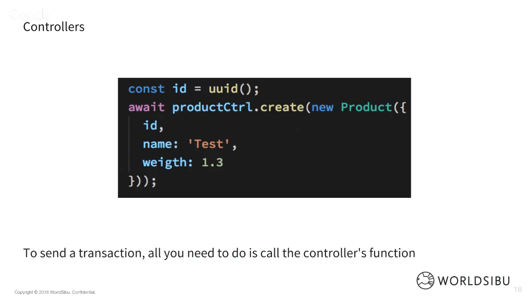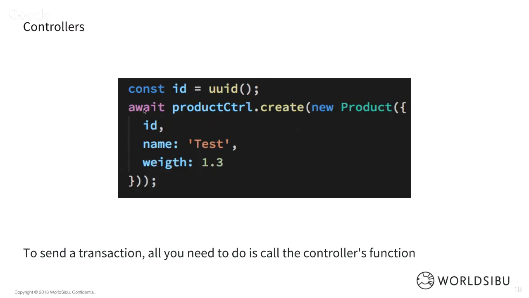When you need to send a transaction with controllers, this is what it looks like in Convector, beautiful. All you need to do is say the name of the controller, product controller, the instance that you have made before, and call the functions that you describe in your controller. So just by doing productController.create, and you pass a new model with all the information that it needs, the ID, the name, and the weight, this is pretty much going to send out transactions.